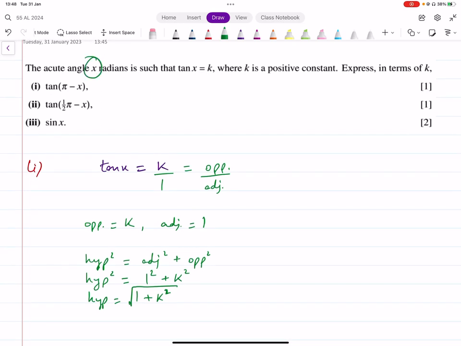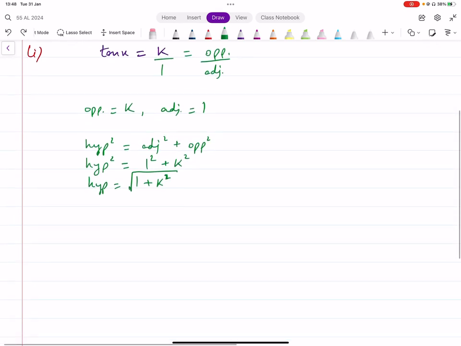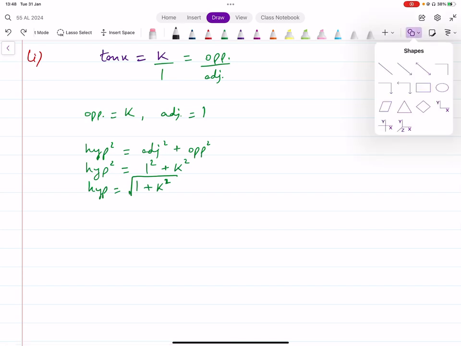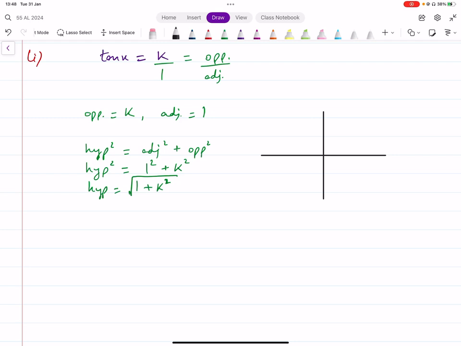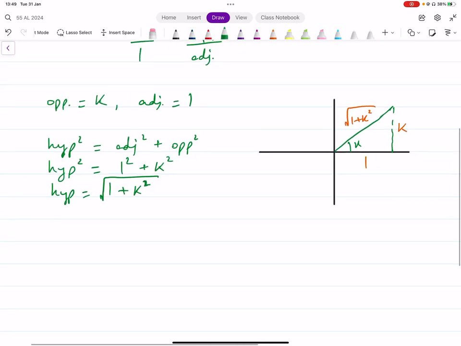Now, angle x is an acute angle. Which quadrant is it going to be in? It's going to be the first quadrant. So it might look something like this. If we draw these quadrants here, the triangle will be inside the first quadrant. This angle here is x, and we know about this triangle that the hypotenuse is the square root of 1 plus k square. The base, the adjacent, is 1, and the side opposite the angle is k. Okay, this is how it looks. Any problem with this? Yes.